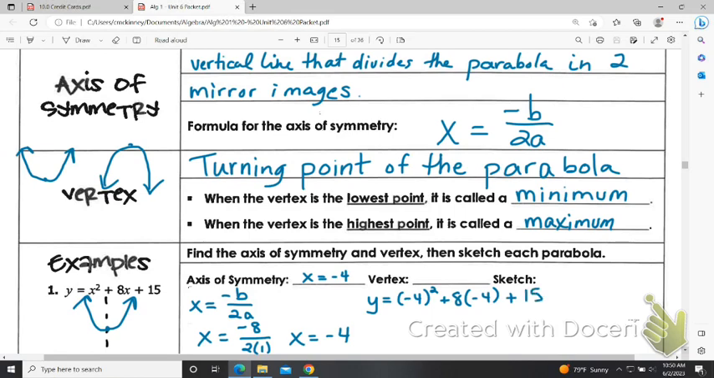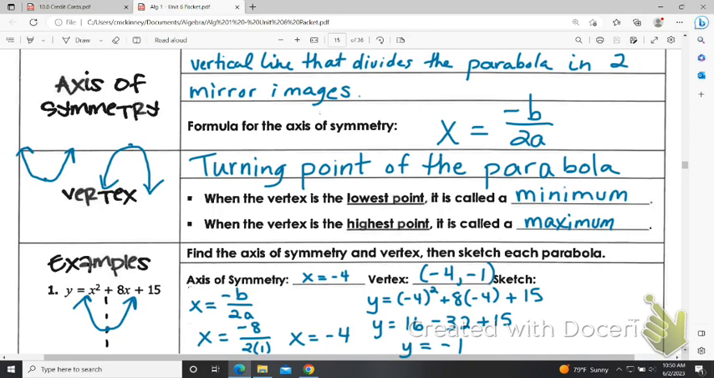Remember that a negative squared does turn into a positive. So I've got 16 minus 32 plus 15. And I could type that all in my calculator at once, or I could work it out on paper. But I should end up with y is equal to negative 1. So then the vertex is negative 4, negative 1.